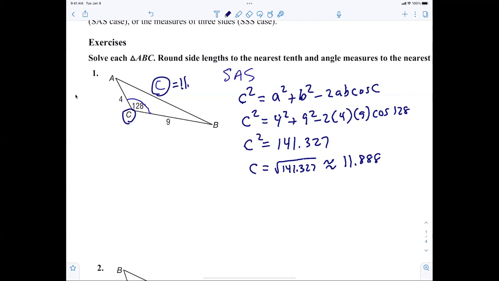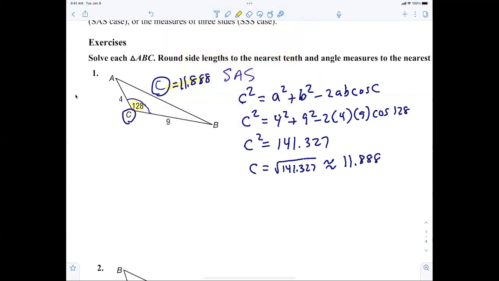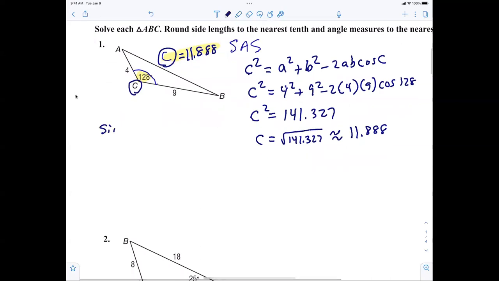Now, what formula is easier, the law of sines or the law of cosines? Law of sines, right? So now, do we have an angle and an opposite side known? Yeah. So now we can jump into the law of sines, because it's easier. All right, so now you're going to step up and say sine B over 4 equals sine of 128 over the answer.